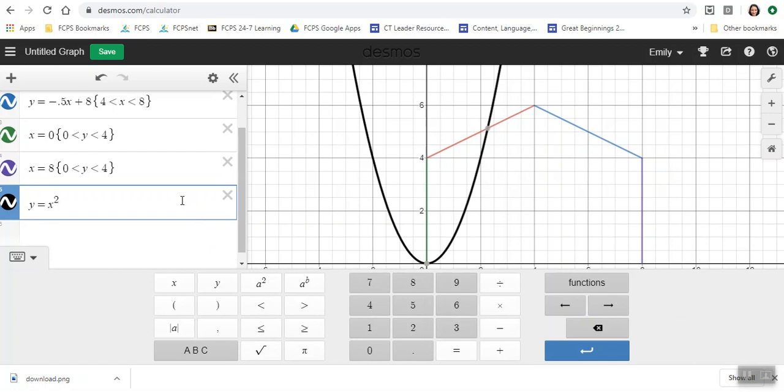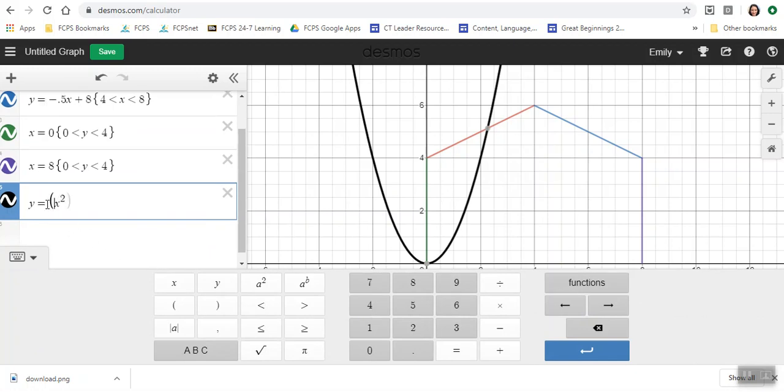All right, so this function can be moved left or right or up or down. So let me show you how to do that. To move it left and right, you're going to put parentheses on the x.